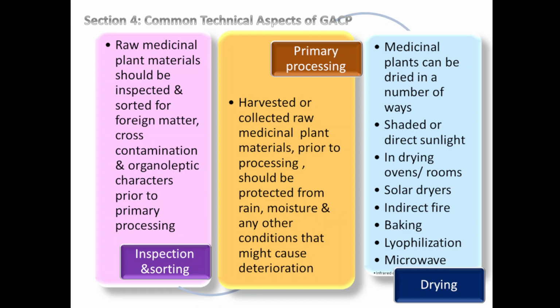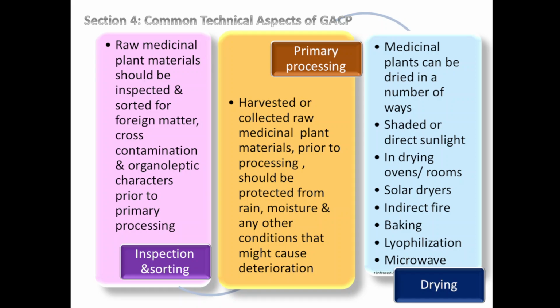In case of inspection and sorting, also the identification of that herbal raw material should be done based on organoleptic characters such as wavy root of Rauwolfia, yellow color of turmeric, taste of cinnamon, smell of cardamom. From that we can identify the drug. So in this way we have to inspect and sort out the proper raw material based on its organoleptic characters.